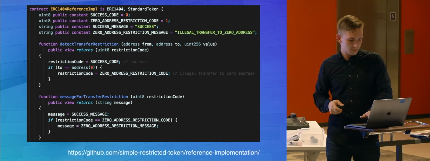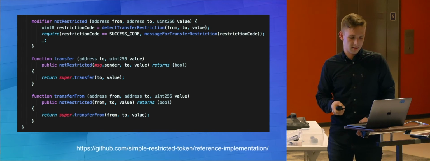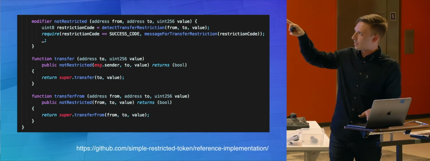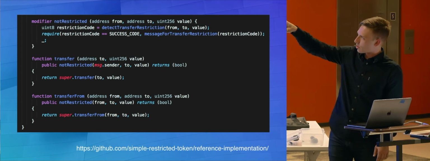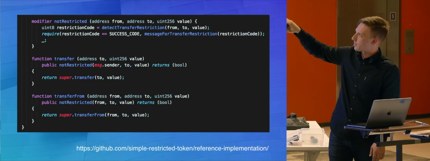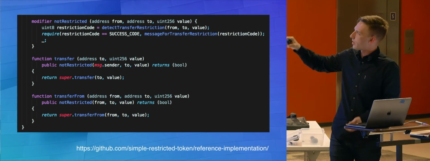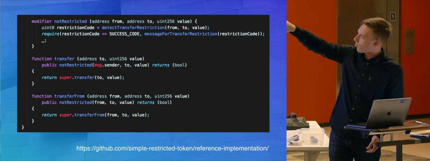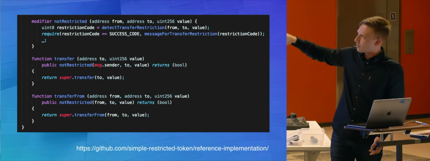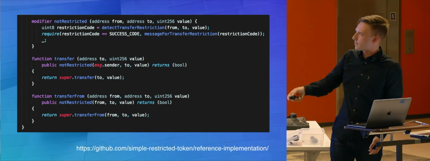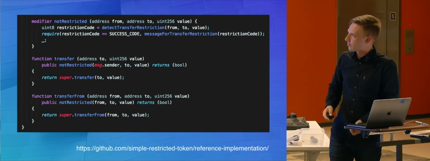And then, similar to ST20, we overload the transfer and transfer from methods. I'm using a modifier here to avoid code duplication, but you can see that we're getting the restriction code by passing the transfer arguments to detect transfer restriction. We're comparing the code with the success code 0, and then this require call is passing the message. This isn't supported yet, but potentially in a new version of the Solidity compiler, you can revert with a message. So this is anticipating that, hopefully.